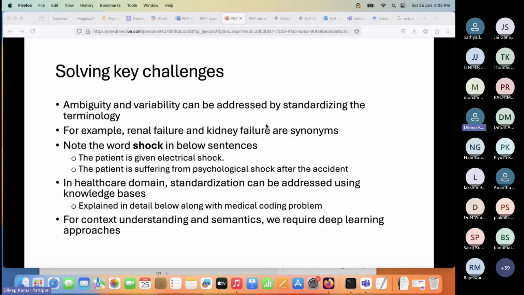I have worked with some other domains also. Compared to other domains, the healthcare domain has one advantage. This standardization problem can be addressed using knowledge bases. People have built up knowledge bases of the terms that can be encountered in the medical domain. They have taken a list of all those terms over the years, and even now it is evolving.